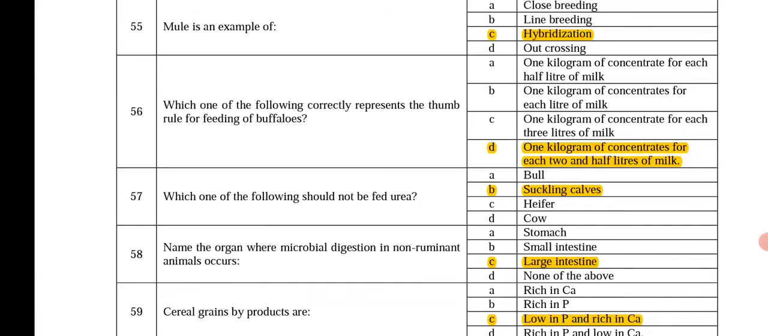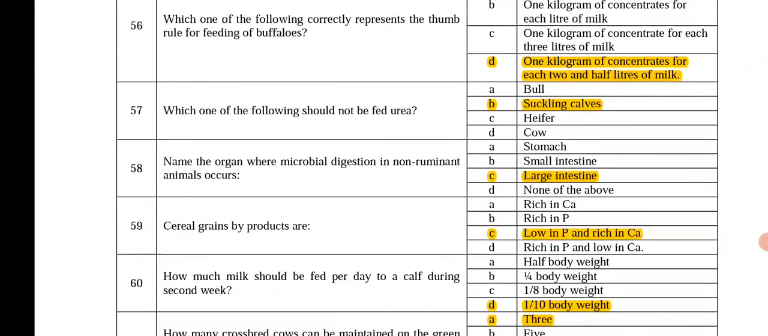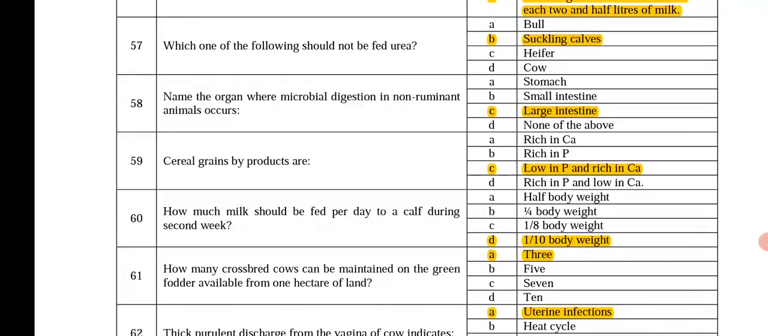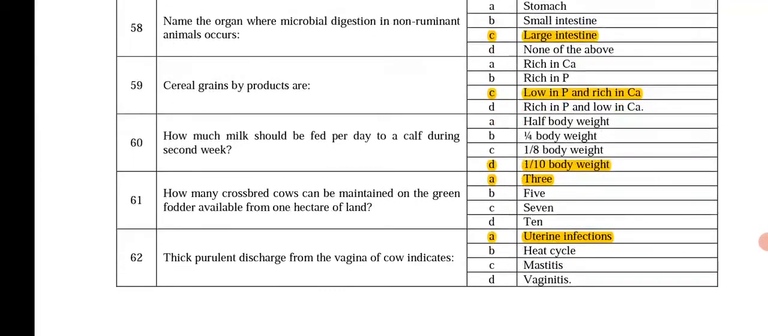Which one of the following should not be fed urea? Suckling calves. Name the organ where microbial digestion in non-ruminant animals occurs. Large intestine. Cereal grain byproducts are low in phosphorus and rich in calcium. How much milk should be fed per day to a calf during the second week? 1 by 10 of body weight.